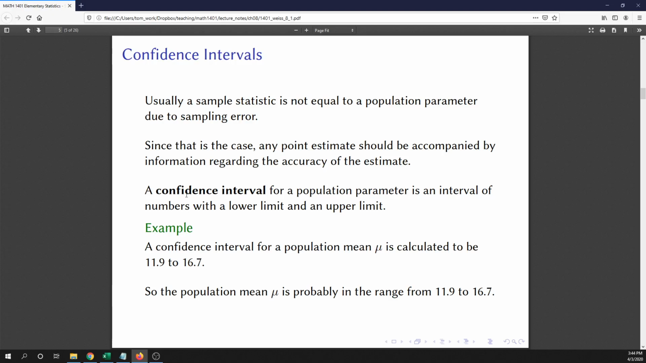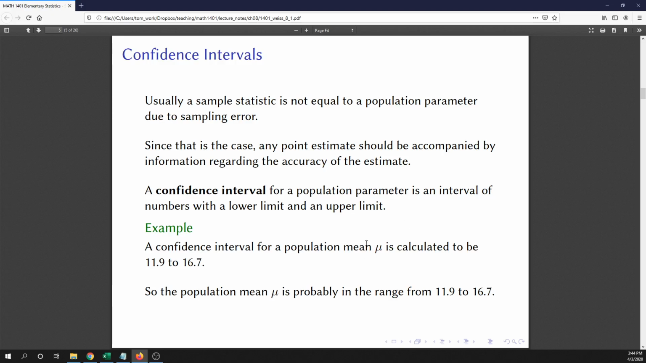So that brings us to a confidence interval. A confidence interval is an interval of numbers. It has a lower limit and an upper limit. So it's basically a range of numbers where your population parameter might be.